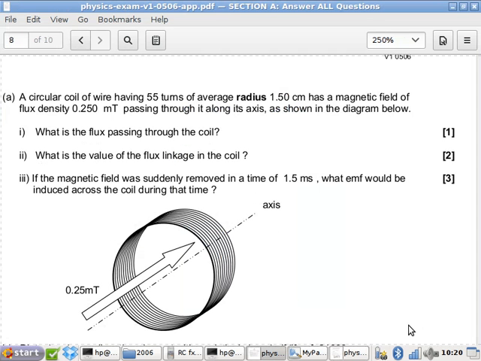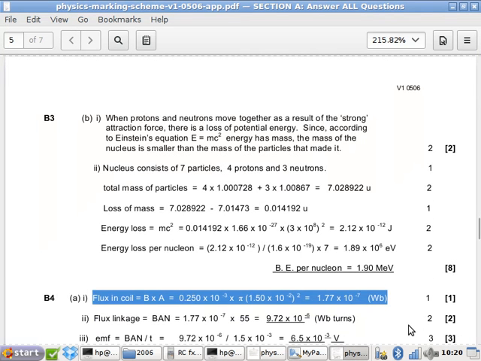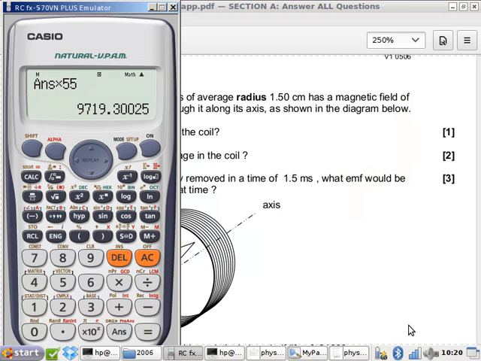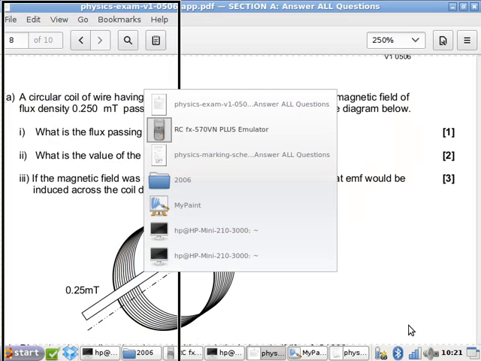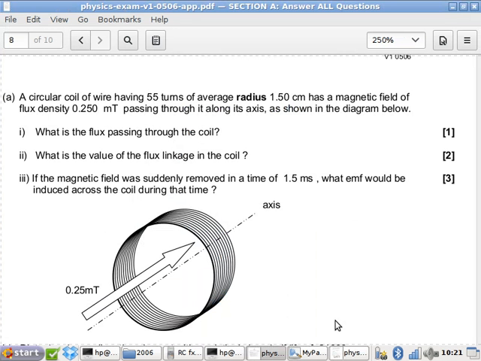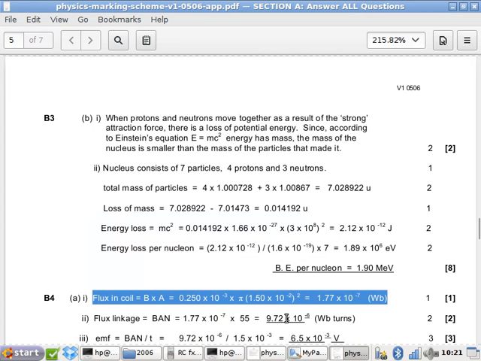Okay, part 2. What's the flux linkage? Just multiply by 55, isn't it? If you want to be super technical with the unit, because it was flux multiplied by number of turns, if you call number of turns a unit, but that seems a bit over the top for me. Yeah, that's it. Just literally multiply the answer by 55 and you get this.